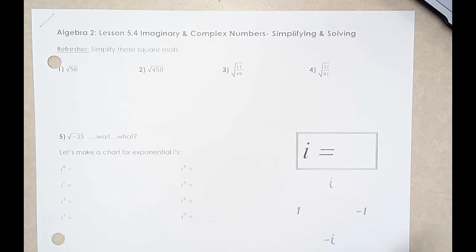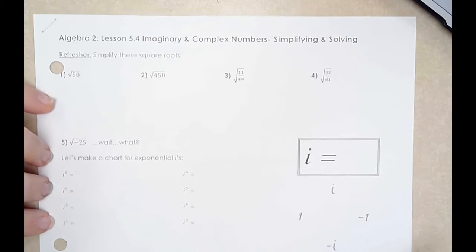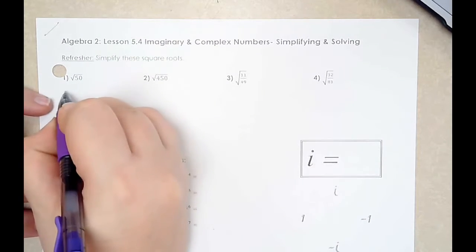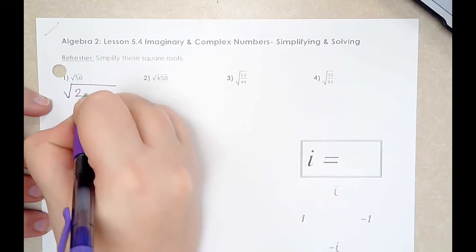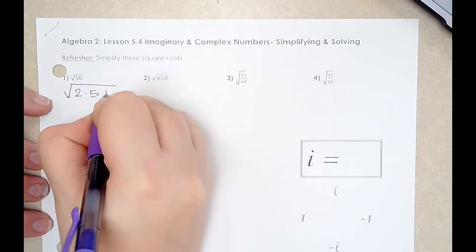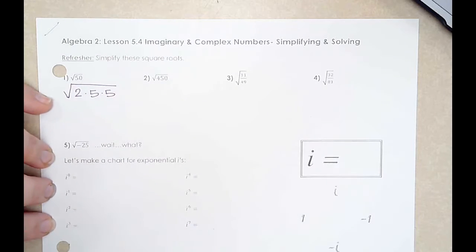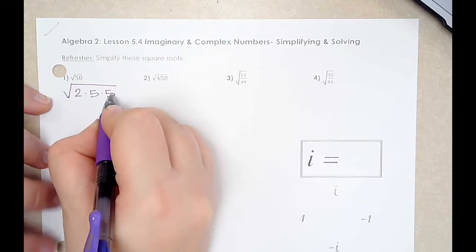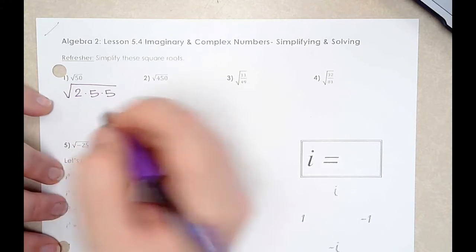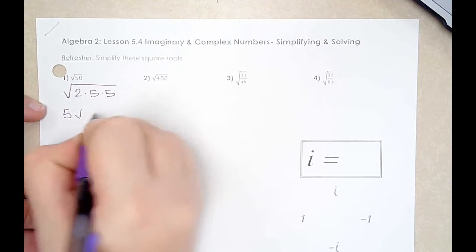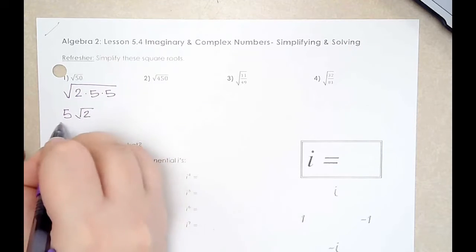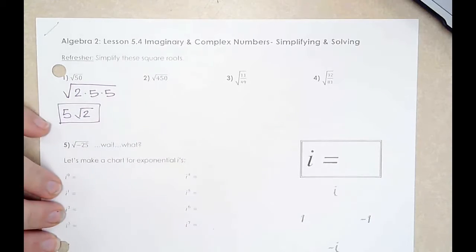So the first thing we're going to do is just remember how to simplify those square roots. If I have something like the square root of 50, the first thing I'm going to do is break it down into its factors. The smallest factors of 50 are 2 and 5 and 5. When I have something like 5 squared in a square root, the square root basically undoes it, and I can pull that pair out and leave whatever is left over on the inside.